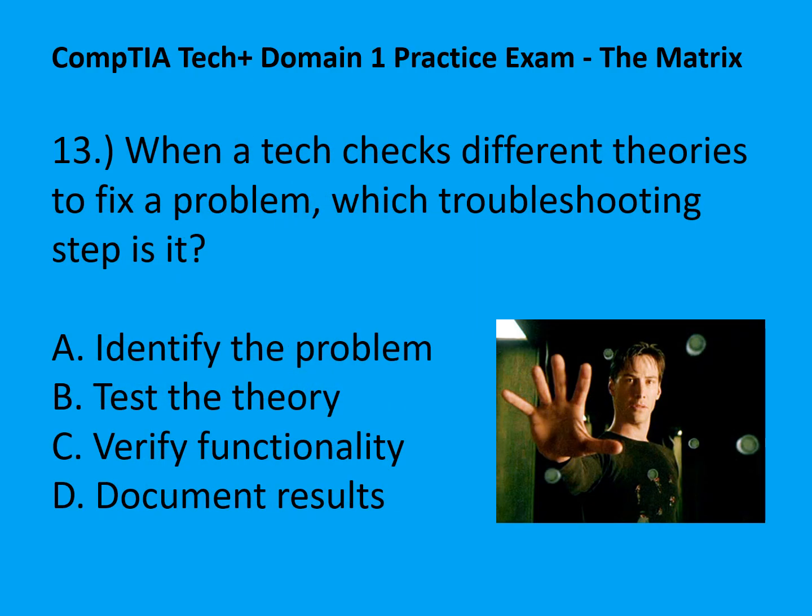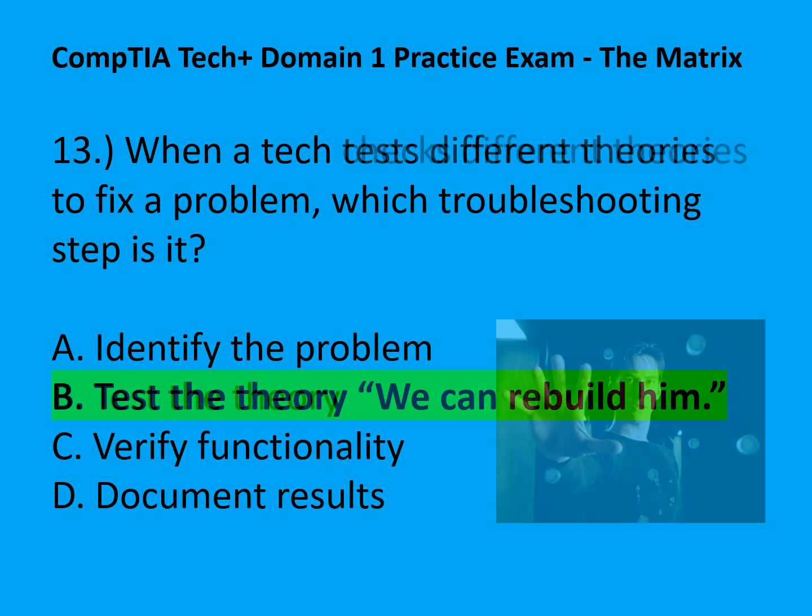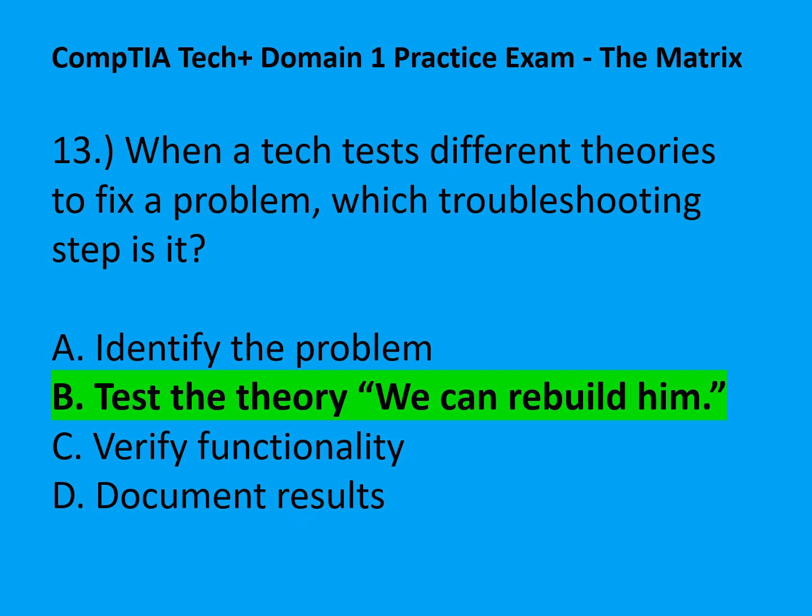Question 13. When a tech checks different theories to fix a problem, which troubleshooting step is it? A. Identify the problem. B. Test the theory. C. Verify functionality. D. Document results. The correct answer is B. Test the theory. Remember, Neo takes the red pill to test his theory about reality. Same methodology, different stakes.